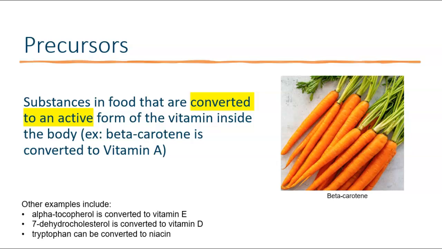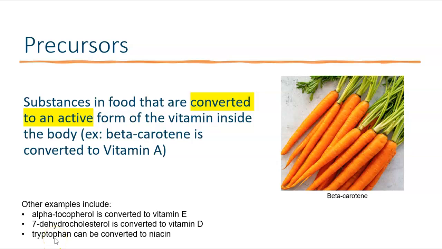Here's another term to know: precursors. These are substances in foods that are converted to the active form of that vitamin. The most well-known example is beta-carotene. Carrots do not have vitamin A in them. They have what's known as beta-carotene, which is the precursor to vitamin A. So when you eat carrots, you take in beta-carotene and your body converts it to vitamin A.